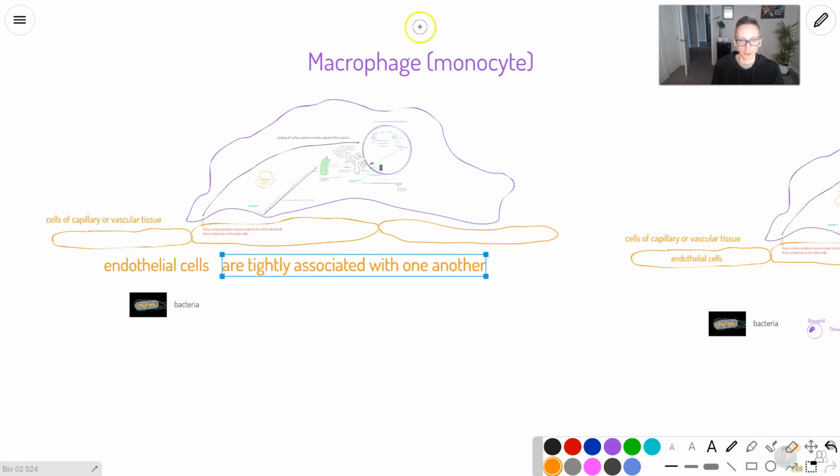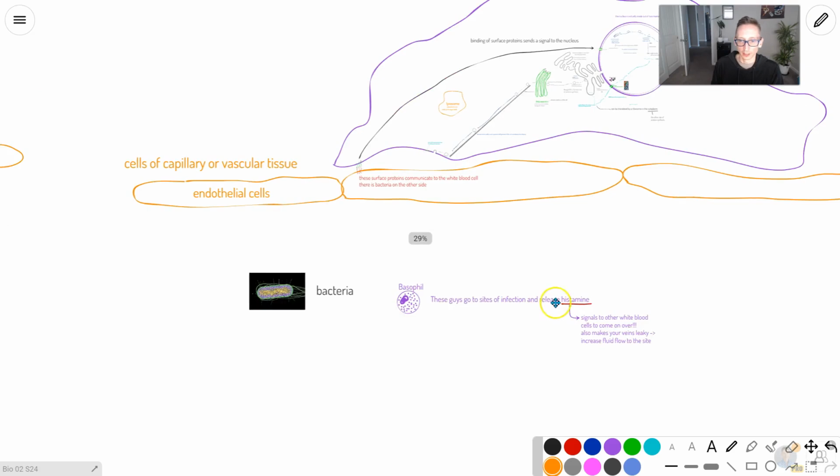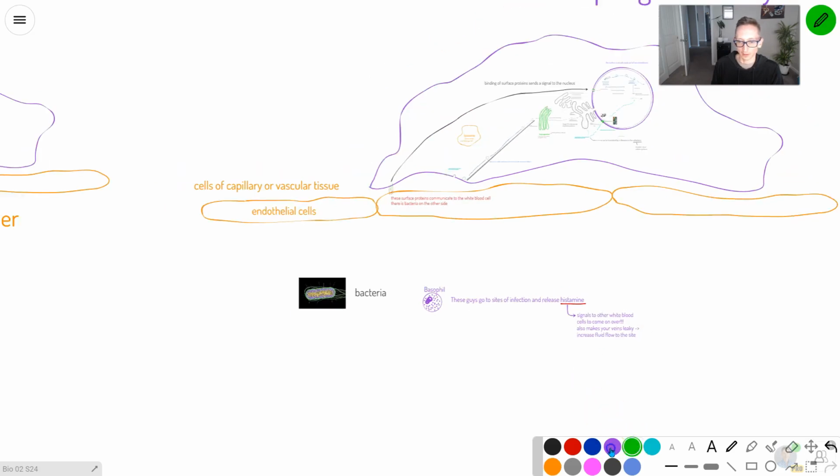This is the main point here. We got a macrophage out there, bacteria here. How do we fix this? Well, we get a basophil over here. He releases a bunch of histamine. This basophil, or maybe she does, it's a lady. Bunch of histamine. Okay? Histamine is released by the basophil.